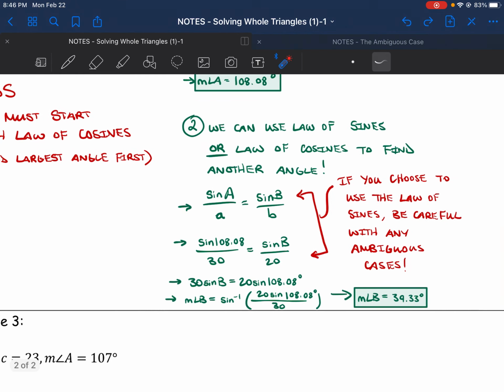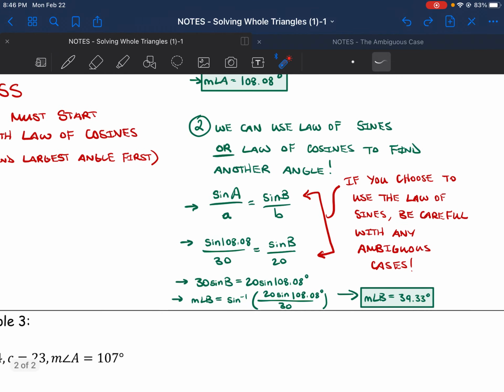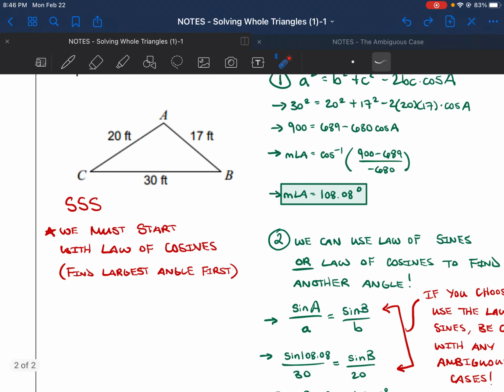But again, I have to stress this. If you choose to use the law of sines, be careful with the possibility of ambiguous cases. Notice that when I went through and decided that I could use the law of sines, I made sure that I was only going to have a triangle with one solution. And it kind of goes back to the notes that we looked at in a previous lesson. So if you pull up that little chart where we were talking about the potential ambiguous case scenarios, just make sure you don't fall into that two triangle scenario. Okay.